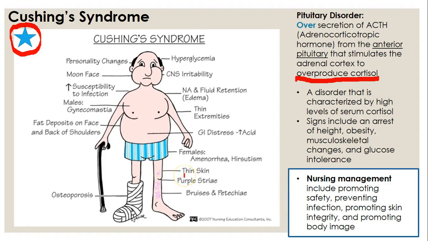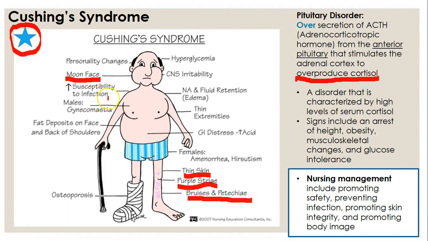So what I mean by that is, again, cortisol is a steroid, so with long-term effects, it thins out the skin. You might see increased purple striae, bruising and petechiae. Moon face is something you'll hear a lot. You'll see it a lot of times in testing purposes.